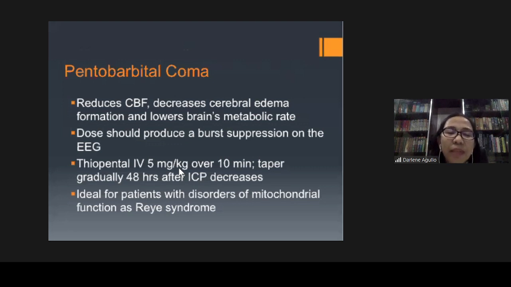Next is pentobarbital coma. To reduce cerebral blood flow and to decrease cerebral edema formation, because this lowers the cerebral metabolic requirement for oxygen, the CMRO2. So you put your patient in coma. Those should produce a burst suppression on EEG. So pinapatulog mo siya, pinapatahimik mo yung neurons. So dapat may simultaneous EEG while giving the thiopental.